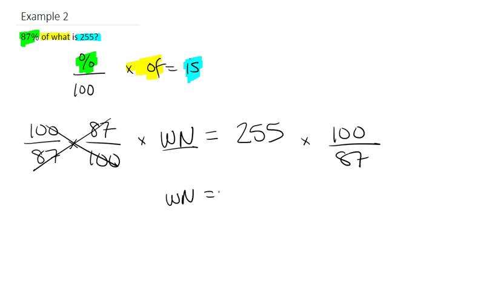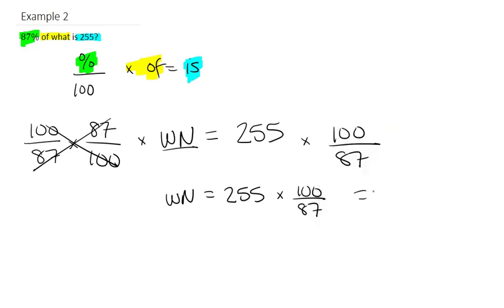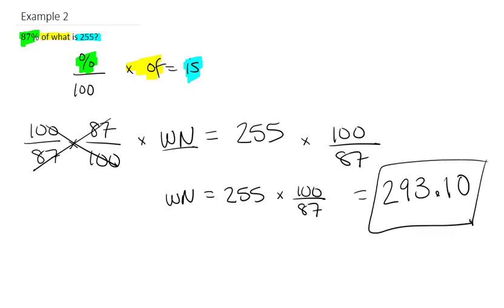So now we have 255 times 100 over 87. Let's get our calculators out. We have 255, and we go ahead and multiply it by 100. And then we divide by 87. So we get 293.1. We could add the 0, but we can also just go 293.10 to round to the nearest hundredth. So this would be our solution.